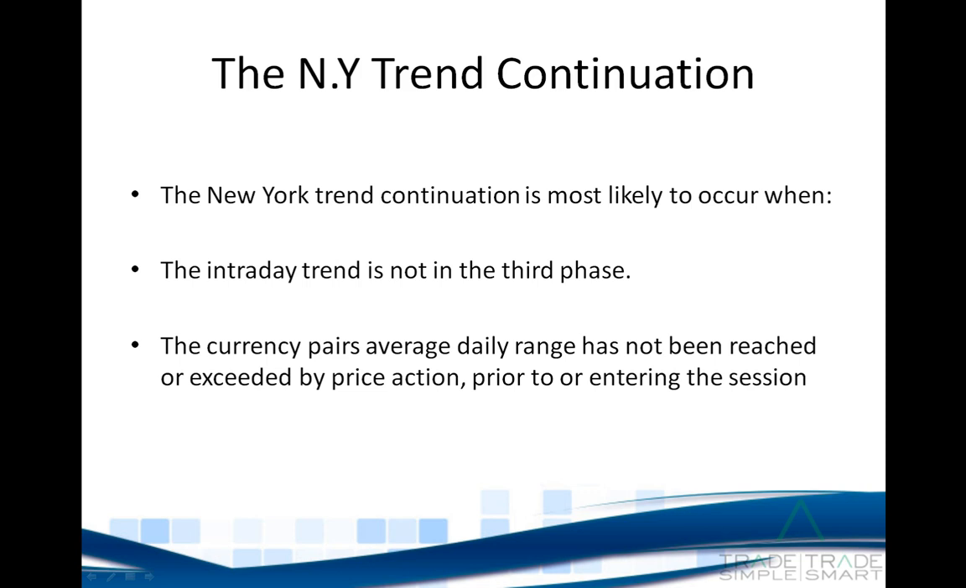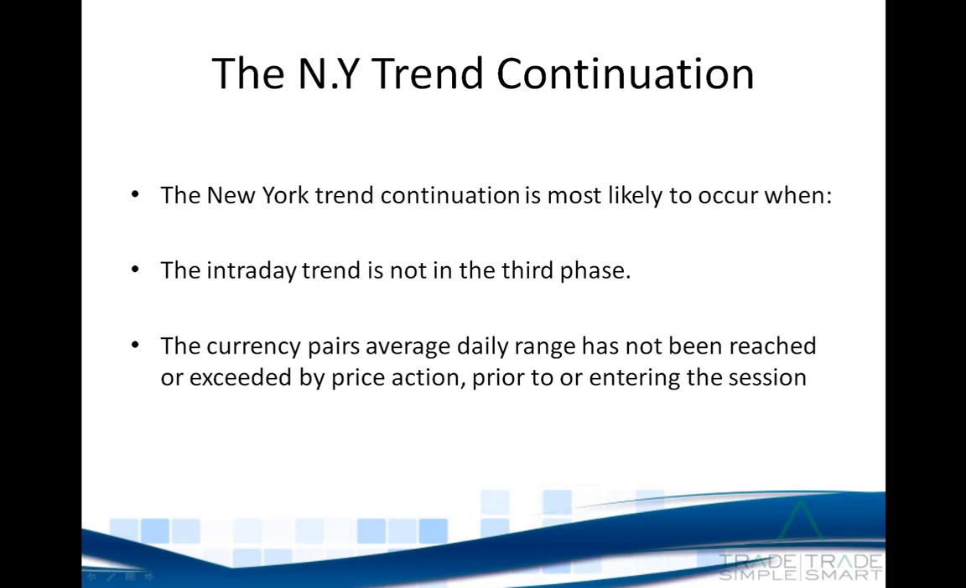So the New York trend continuation is most likely to occur when the intraday trend is not in the third phase. Okay, so in the previous example during the New York reversal, if the market had shown three levels of rise or three levels of fall prior to the open of the US session, there was a high degree of probability that a reversal was about to take place.